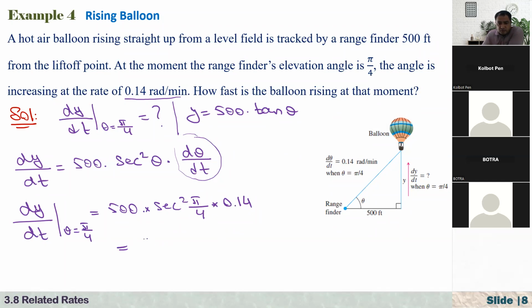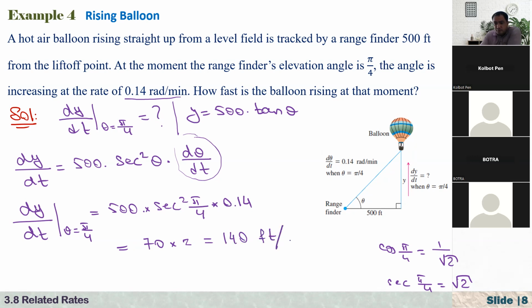5 times 14 is 70, times secant squared of pi over 4. And what is the secant function? Secant is 1 over cosine, right? And cosine of pi over 4 is equal to 1 over square root of 2. That means that secant of pi over 4 is equal to square root of 2, and if you square this, we have 2. And that's equal to 140. And since it is a height, it is changing at this rate, feet per minute. So at this moment, the height of the balloon is changing at this rate.